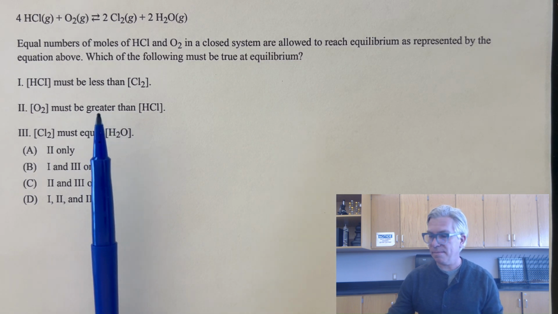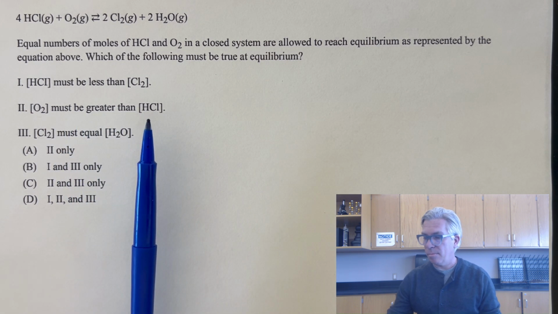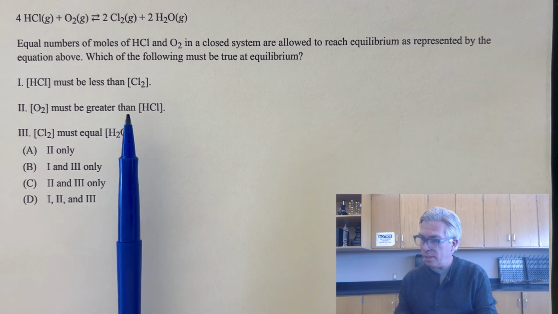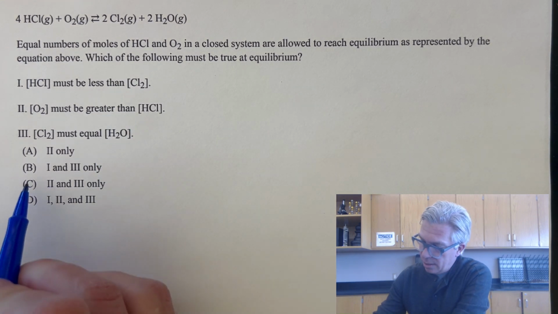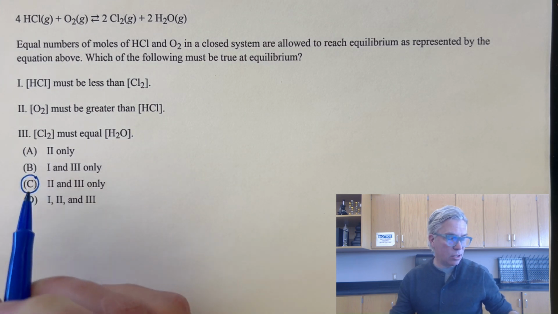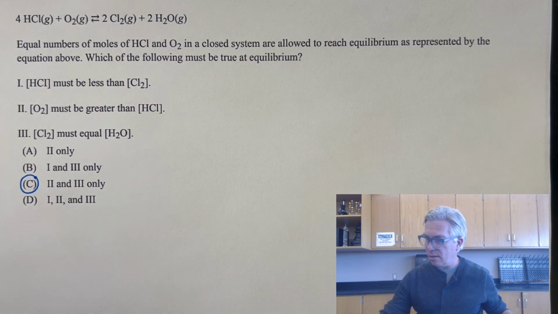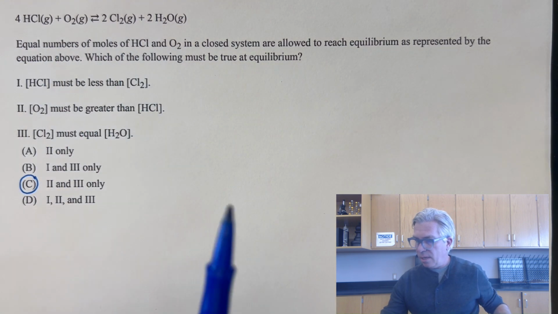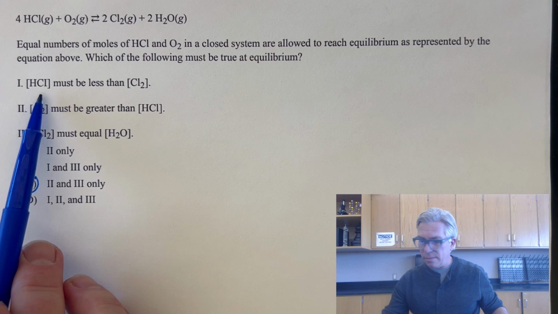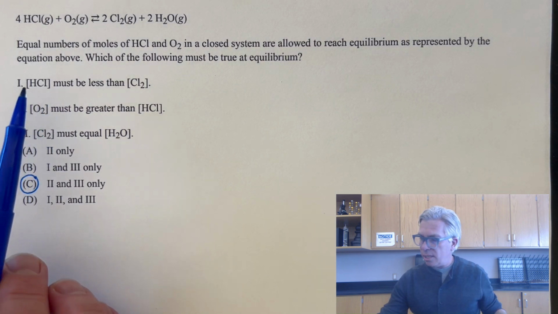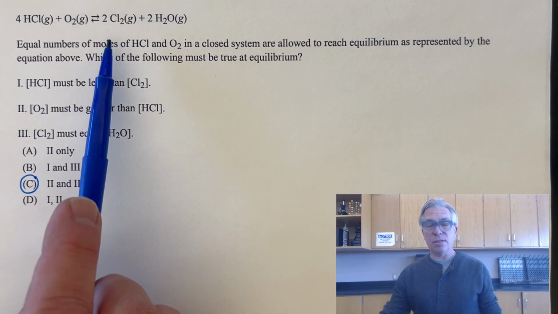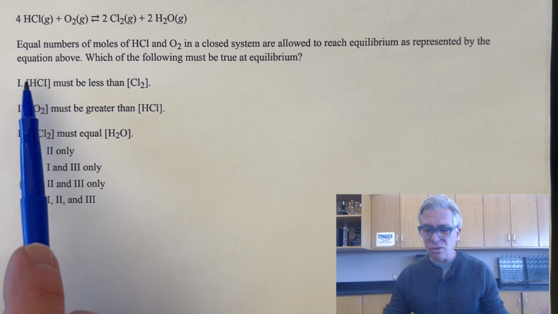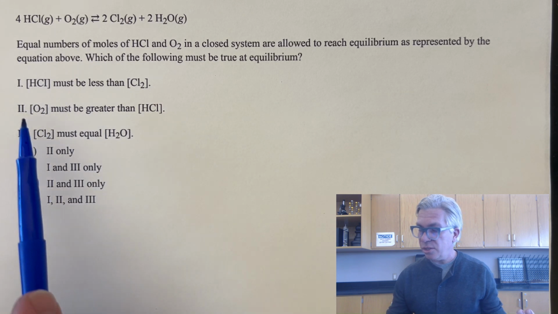Pause for a couple of seconds. This is similar to our last question, and if you guessed or said that letter C is correct, then good job. You noticed that this goes down faster than this, and these two go up at the same time. We don't know for sure whether HCl is less than Cl2. We don't know how far it's going to the right and what the equilibrium constant is. So that's uncertain. It might be true. It might not be, though. These two have to be true.